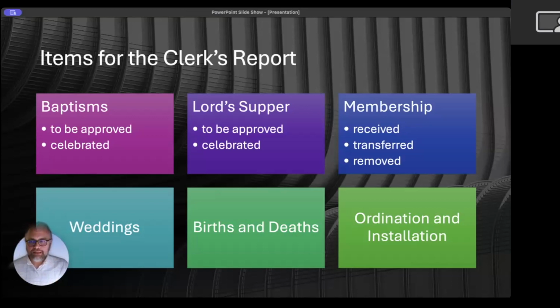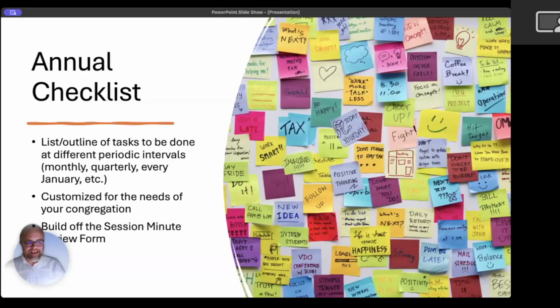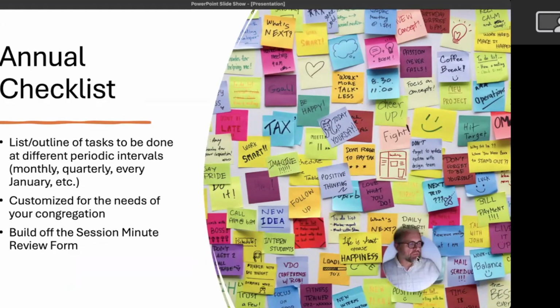So Nancy is actually giving us the great segue to the next slide, which is the annual checklist. The annual checklist is that very list, the outline of tasks that are done at different periodic intervals. So you want to make sure that you know what has to be done every month, what you need to do every quarter, what needs to happen in every January.